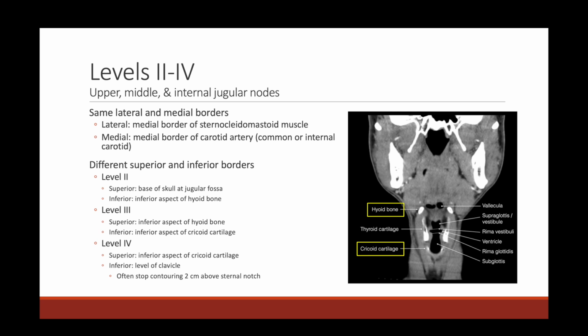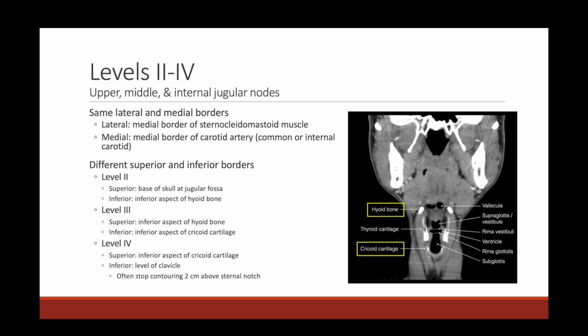And then levels 2, 3, and 4 are just running down the neck all along the inside of the sternocleidomastoid, and they are separated by various landmarks. So 2 sits on top of 3, which sits on top of 4. And as a result, they all have different superior and inferior borders. So imagine you're contouring these muscles. They're on the inside of the sternocleidomastoid muscle. The medial border is the medial side of the carotid artery.